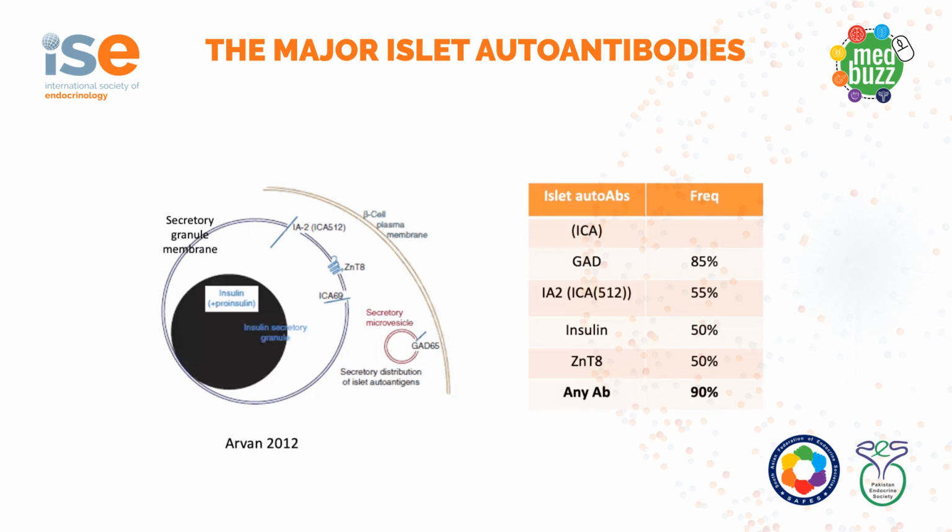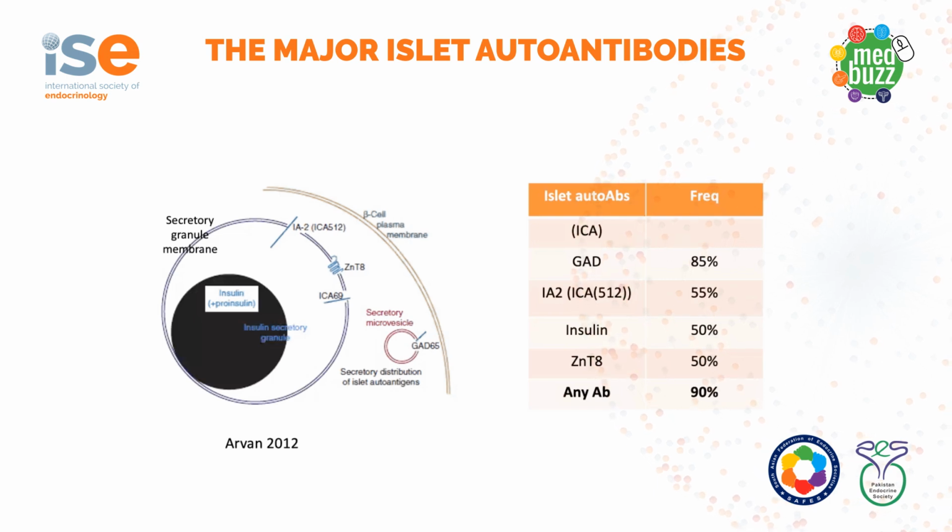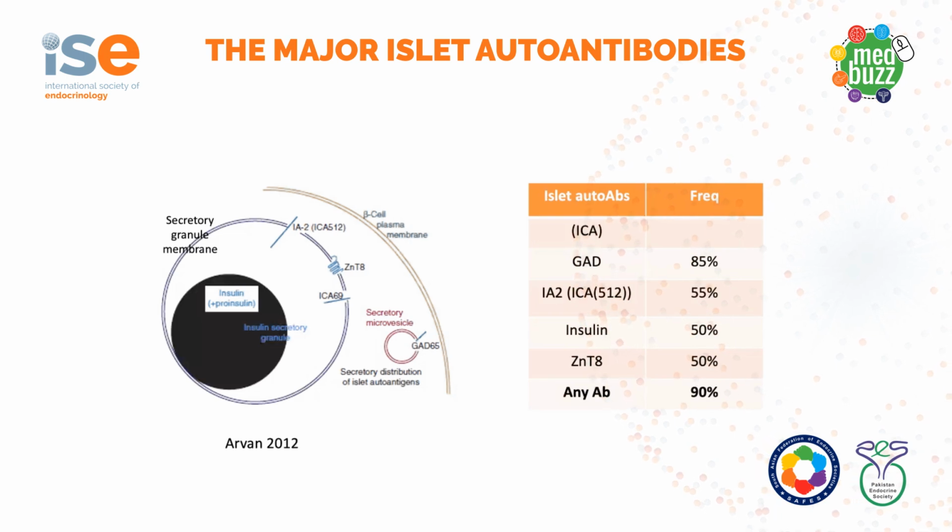We do all 3, and roughly 80 to 90% of newly diagnosed people with type 1 diabetes will be positive for an antibody. And that's useful because it can be difficult to tell the difference between type 1 and type 2 diabetes, particularly in adults. And the measurement of antibodies is useful.